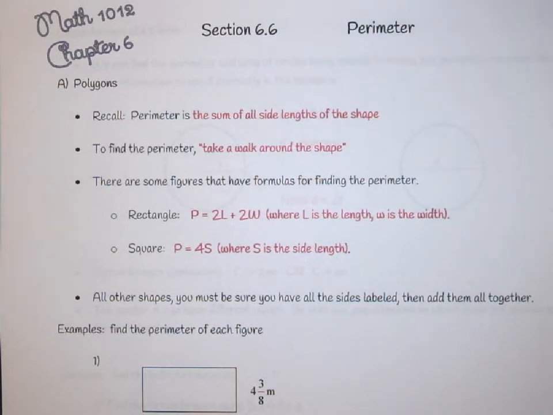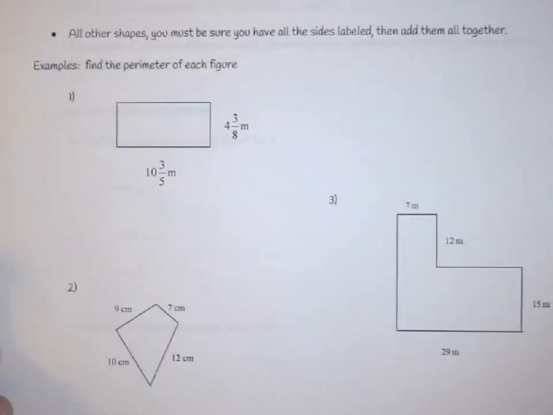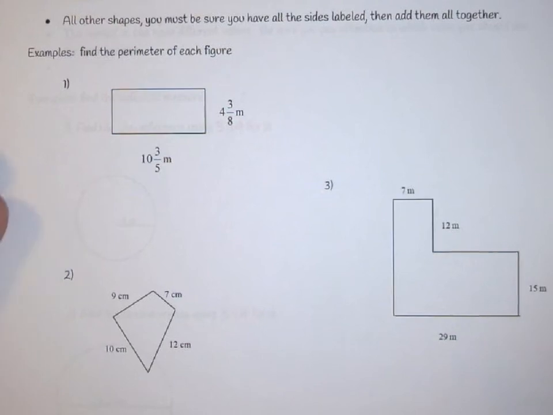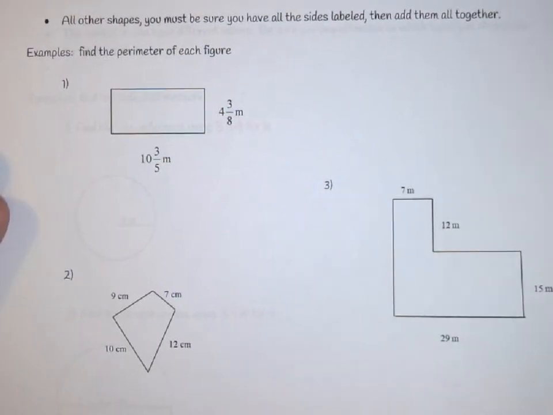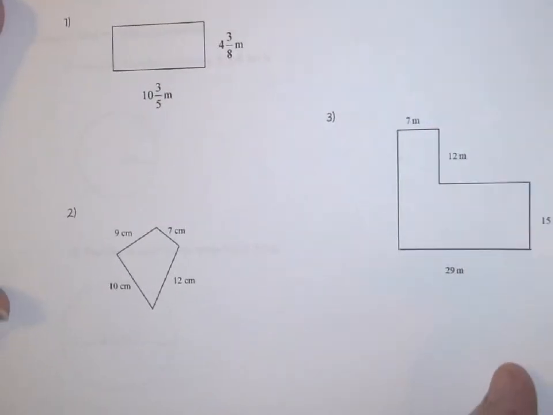However, when we talk about a square, we're talking about 4 times the single side length, and the reason for that is because all sides are the same. So you may see examples like these where you are asked to find the perimeter of the shape and you are given limited pieces of information.